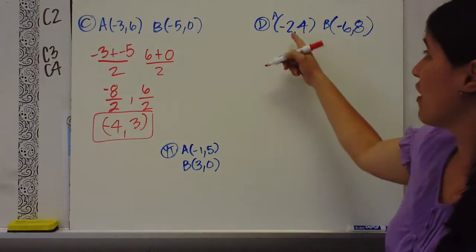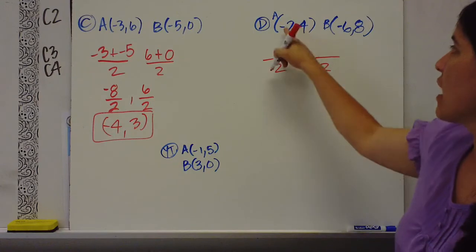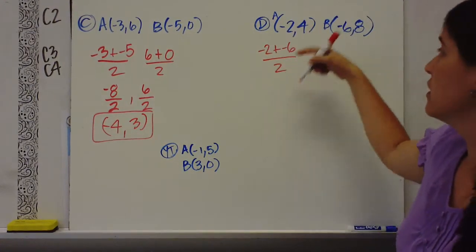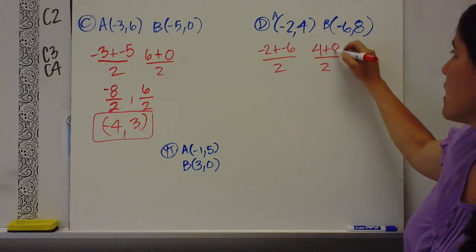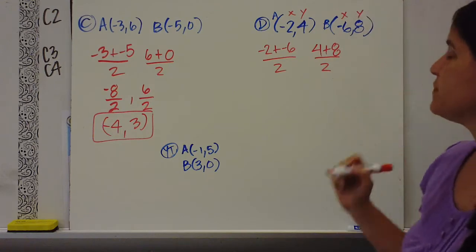Example D, you have 2 points, A and B. So again, we're finding the midpoint. Negative 2 plus negative 6 is your x value. And 4 plus 8 are your y values. Remember, x, y, x, y.